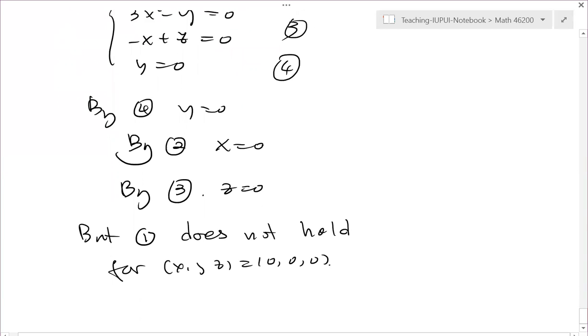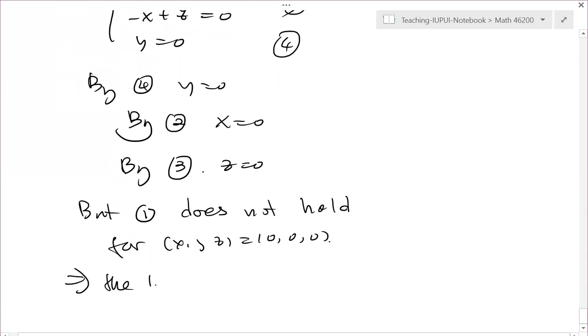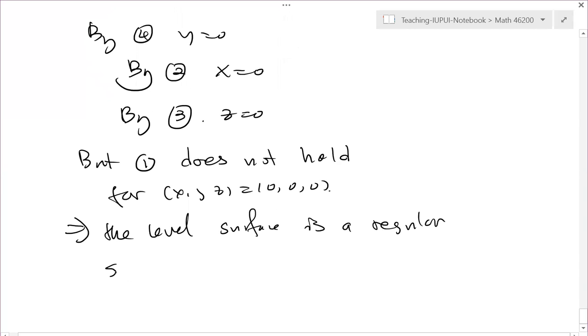So that implies the level surface is a regular surface. But maybe somewhere this cannot be viewed as a graph of z equals h of x, y. But you can always solve for y, or z, or x in terms of the other two variables. So it's guaranteed it's a regular surface, but not necessarily the graph of one single function.